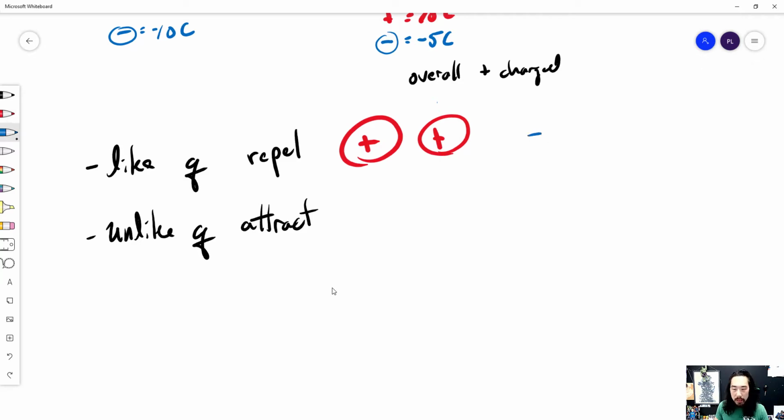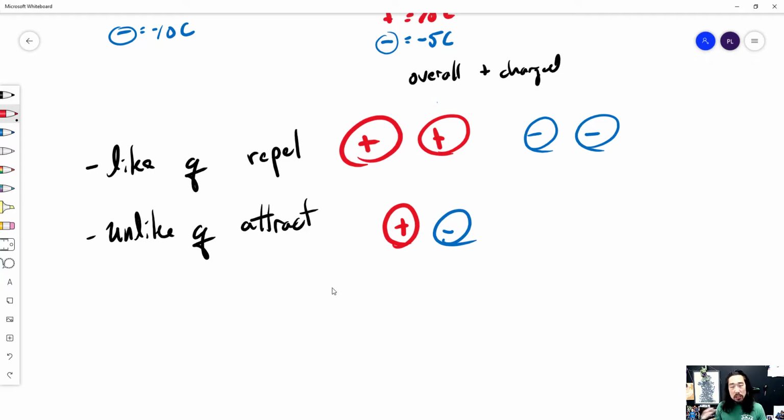If we have two negative objects, these two negative objects will repel. So it's kind of like balloons, right? If you have two charged balloons and you bring them together, they will repel. Now, what about unlike? So if we have a negative charge with a positive charge, these two will attract each other. It's kind of like if you take your socks out of the dryer, the sock will be attracted to, if you put it against your body, the sock will be attached to your body or your clothes, okay?